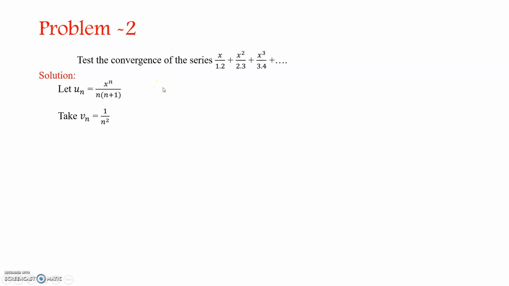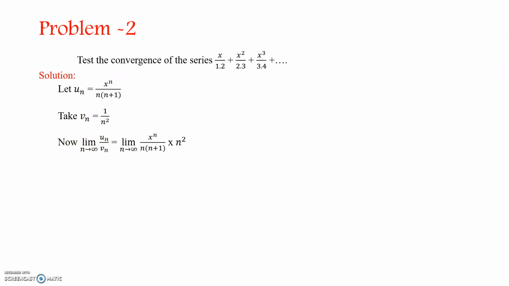Next let us consider Vn is equal to, that is the numerator, we don't have a highest power of n. So we can write numerator is equal to 1. In the denominator the highest power of n is n square. So therefore Vn is equal to 1 by n square. So now we have to check.